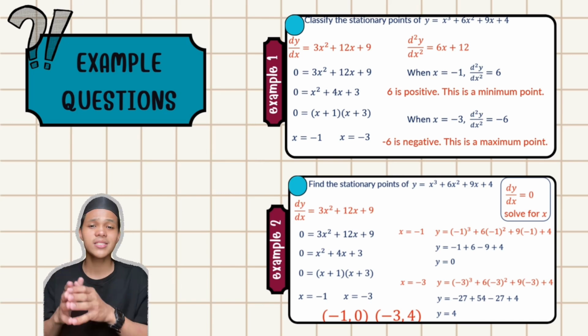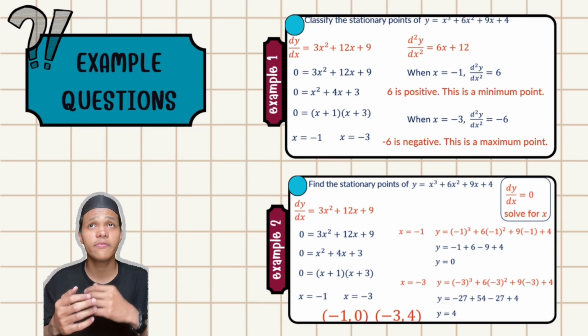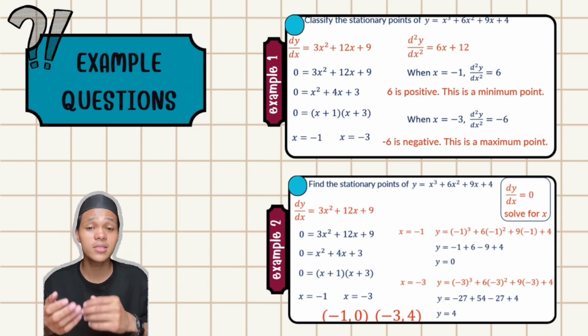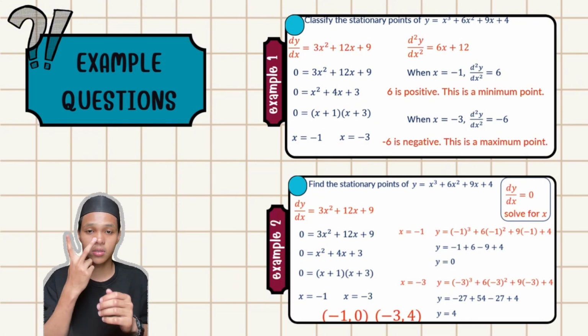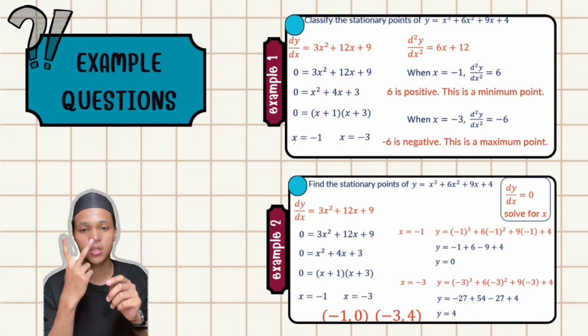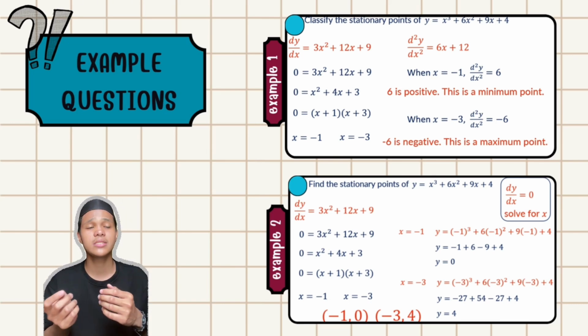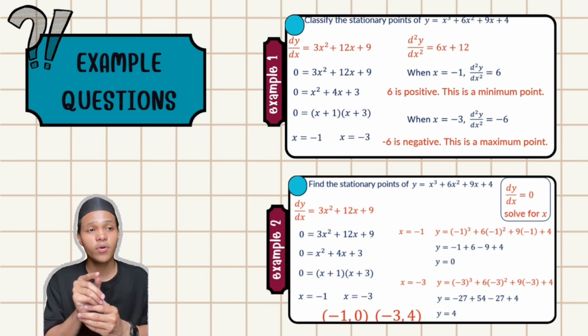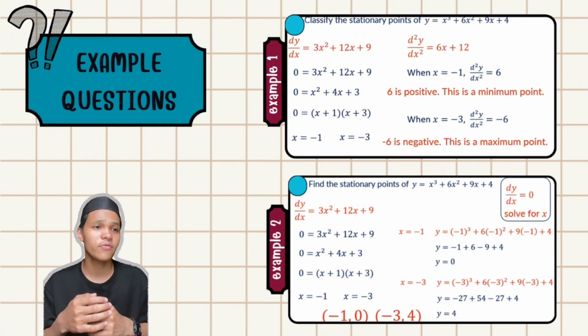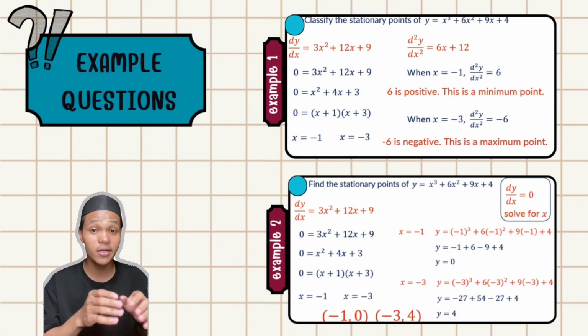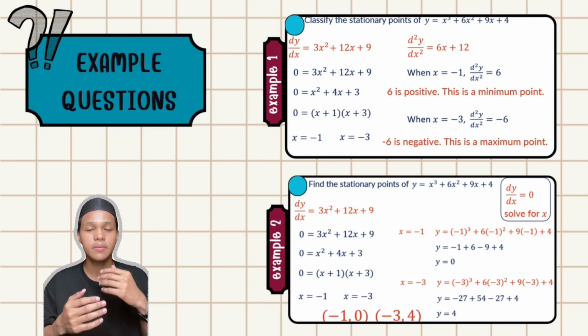That means the answer from the first differentiation, we must differentiate it for the second time. So the answer will be 6s plus 12. After you get the answer, the s must be substituted with the two s values, s1 and s2. So substitute it. s is negative 1, so 6 times negative 1 plus 12, and you will get the answer 6. So 6 is positive, which means it is more than 0. So our point will be minimum.